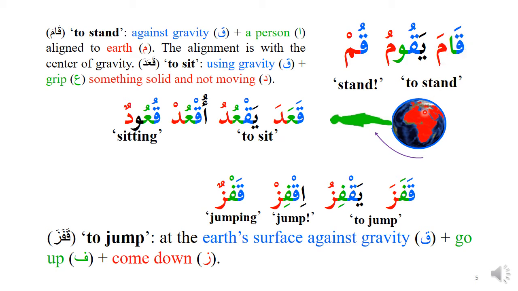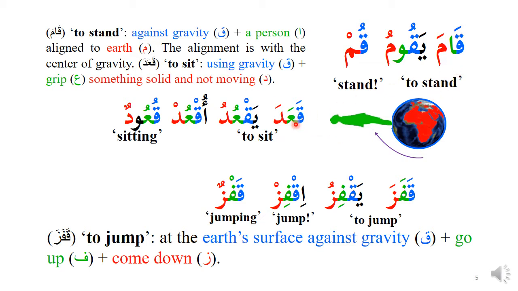And Mim is of course earth, we know that one, right? So basically standing means that you are aligning with the center of the gravity of the earth and becoming straight, which was not there before. Waw, you know, one meaning of the waw is something missing. So it was curved before, but now he has become straight. So that's the concept of standing. And then to sit is the exact opposite of to stand, right?